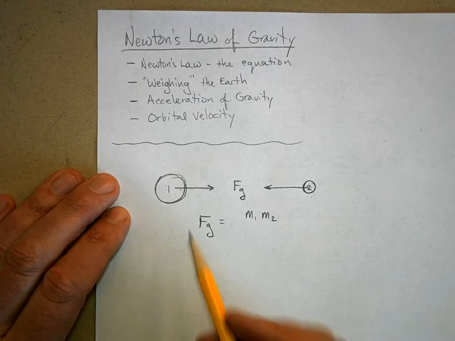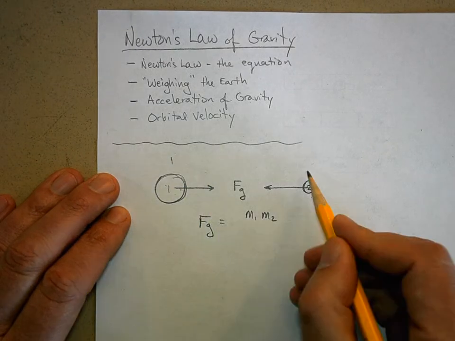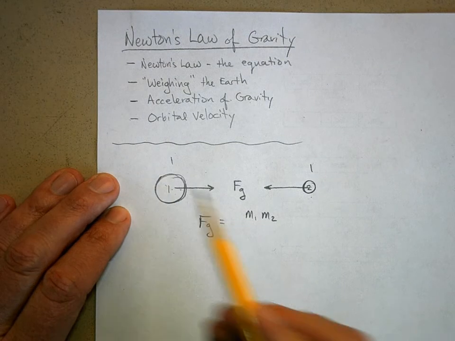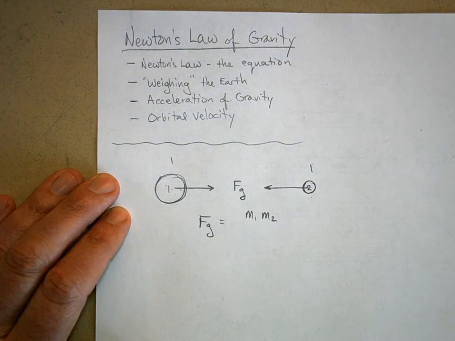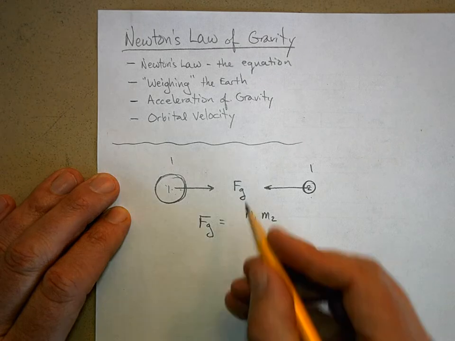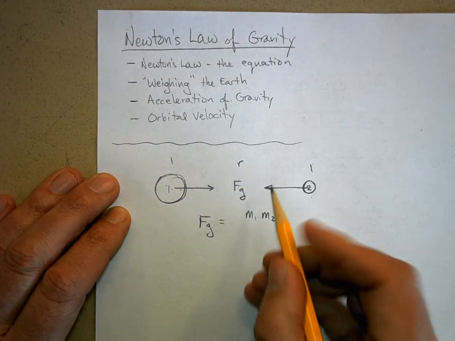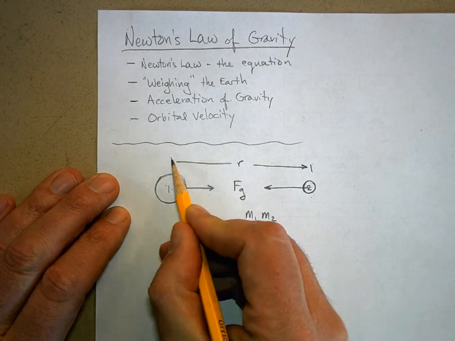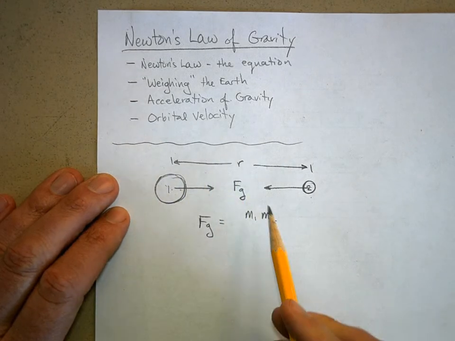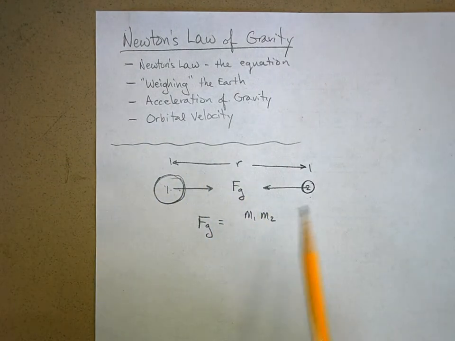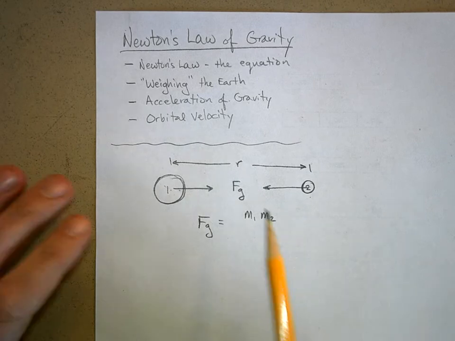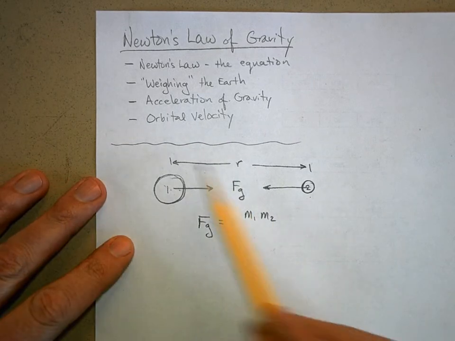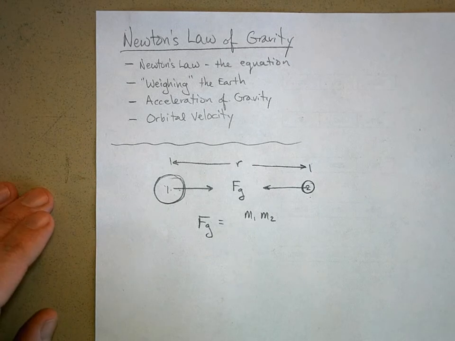Then the distance between them, and we measure the distance between two objects from their centers. There's the center of the Earth and the center of the Moon. I'm going to call this distance R. We call it R because it could be the radius of the orbit or whatever, but you can use the letter D. A lot of textbooks use the letter D for the distance between the two objects. I like to use the letter R.